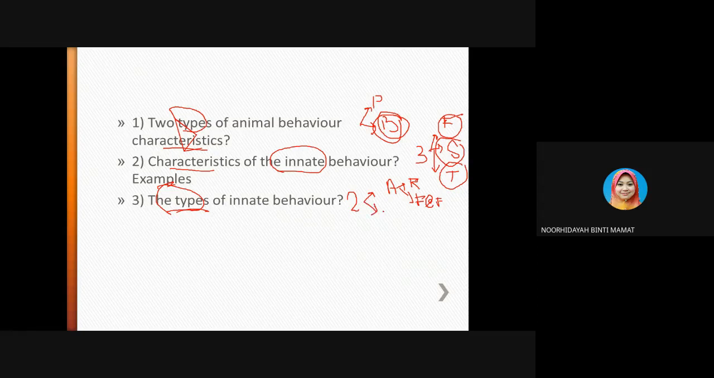The second type of innate behavior is intuitive. Intuitive includes courtship. There are a lot of behavior examples: courtship, territorial behavior, aggressive behavior, circadian rhythm, migration, and hibernation. All of those examples are the intuitive type of innate behavior. So that is the general subtopic that we already learned in the previous lecture.